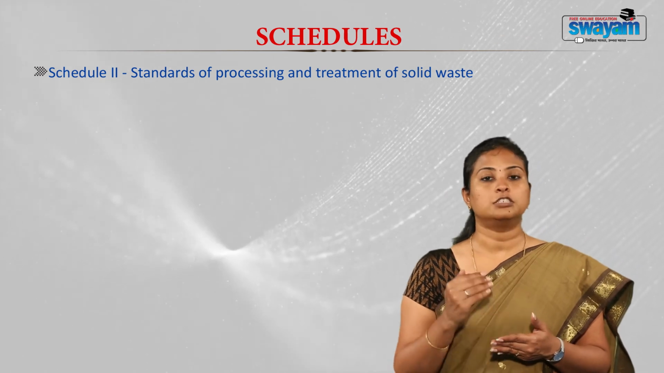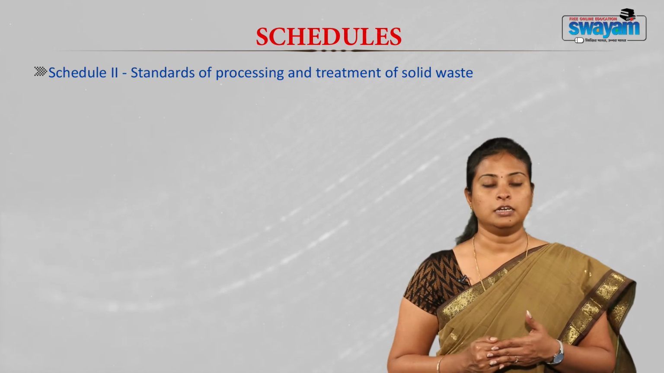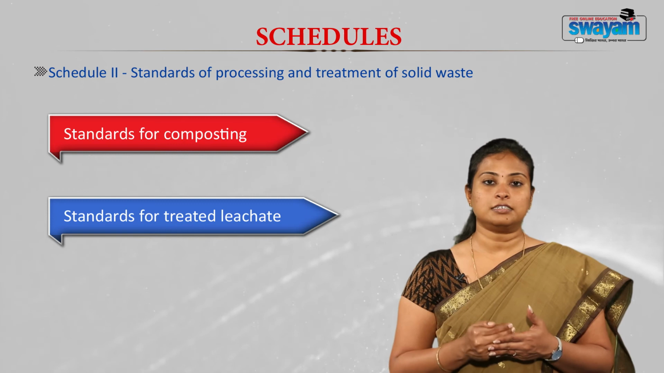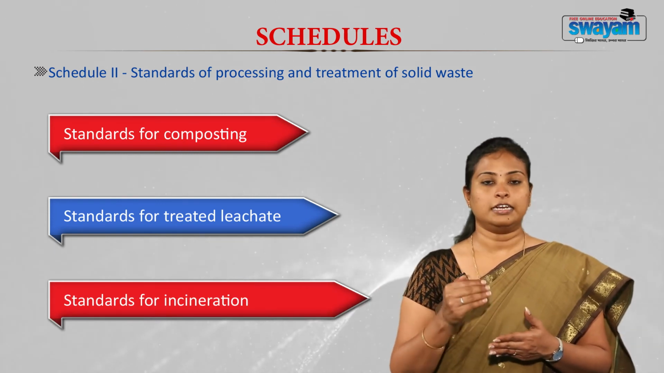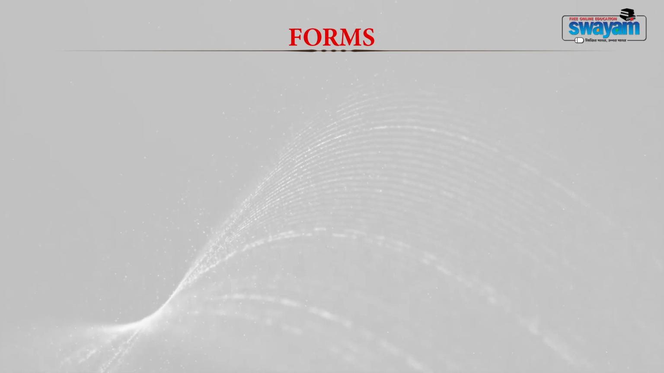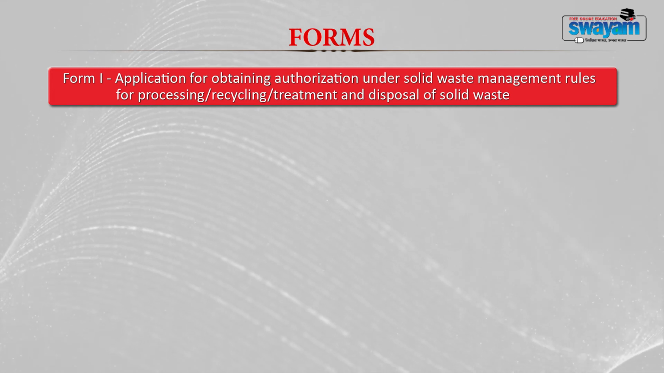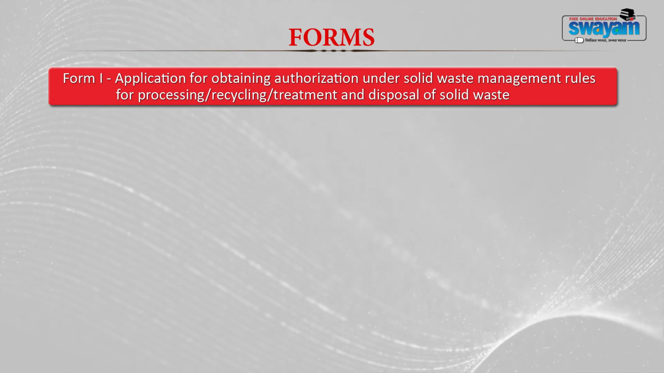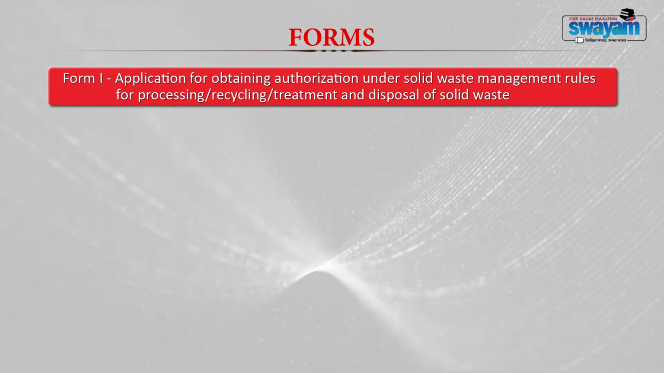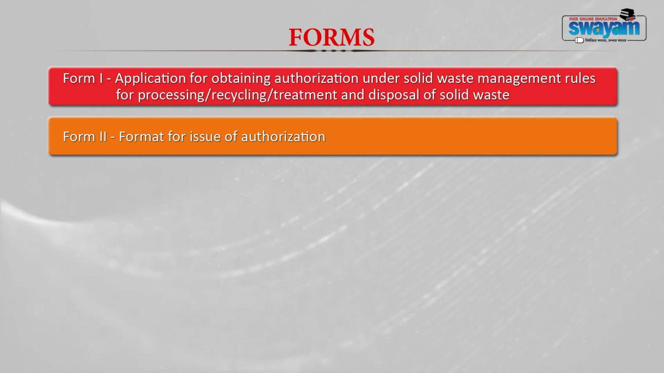Now, Schedule 2 talks about the standards of processing and treatment of solid waste. The standards for composting, standards for treated leachate and standards for incineration are all included in Schedule 2. Now, let us discuss the different forms. Form 1 is the application for obtaining authorization under the solid waste management rules for processing, recycling, treatment and disposal of solid waste. Form 2 gives the format for issue of authorization.